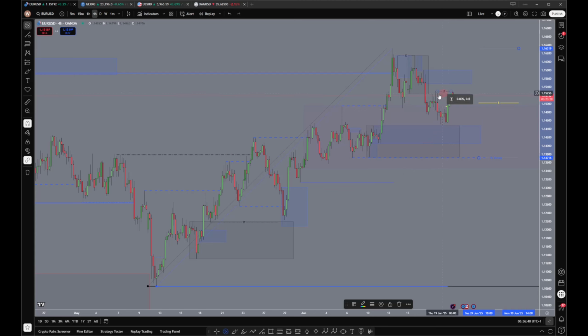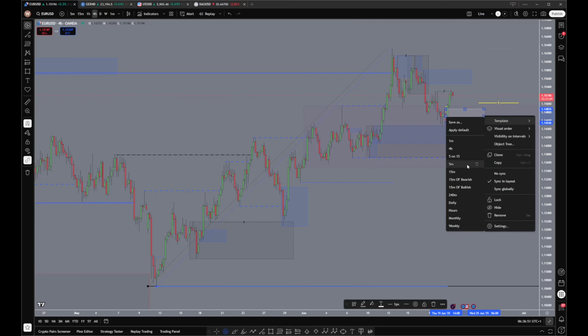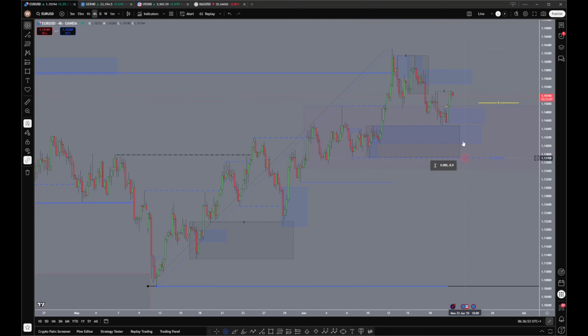So yeah, we expected to see a reaction from there. When we break the low, we now have this area of demand, which we can look for a reaction from if we come back into here.